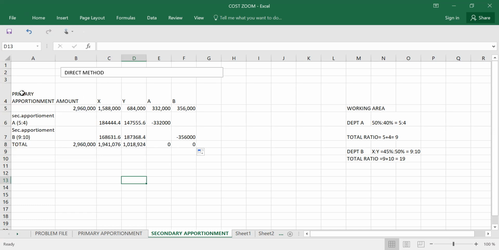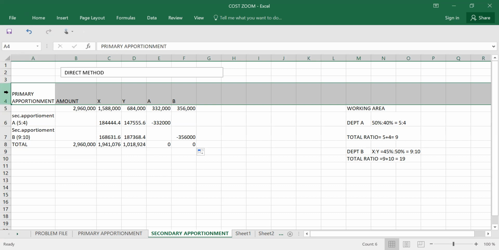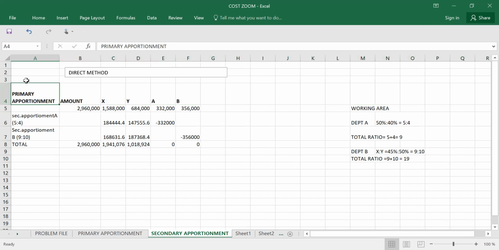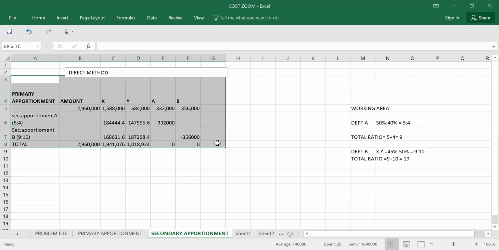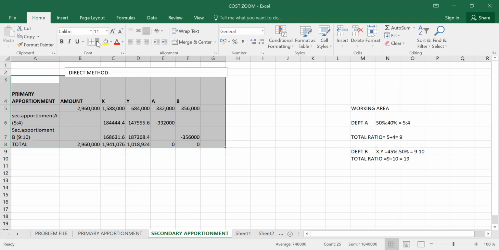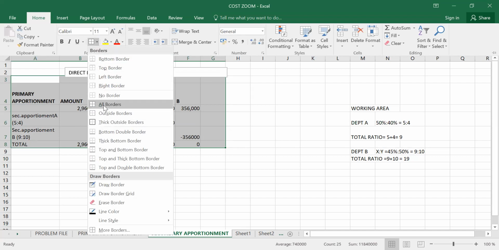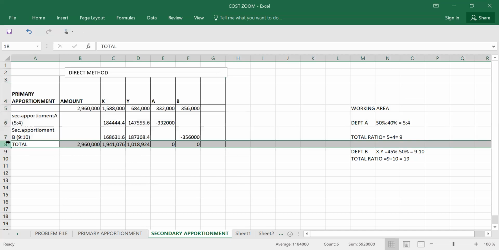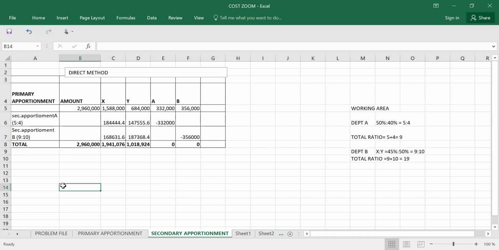Okay, so I think that is fine. That's how we do the direct method. So that is the direct method.